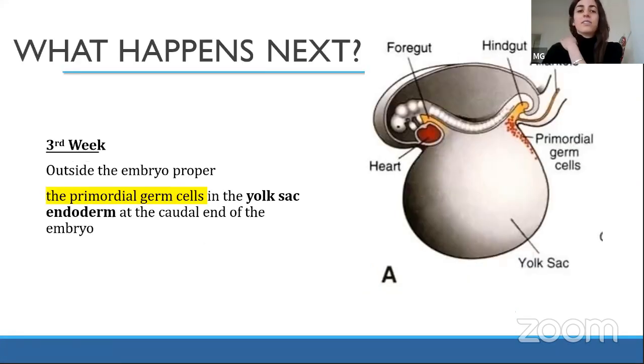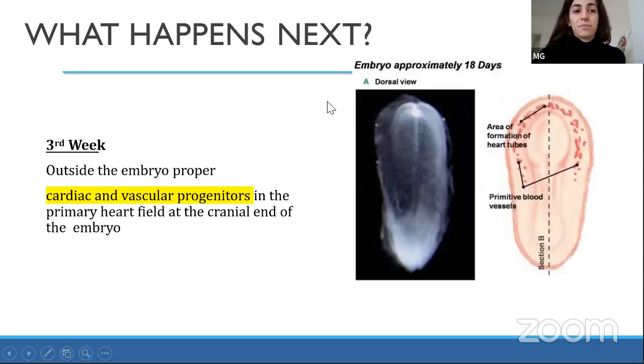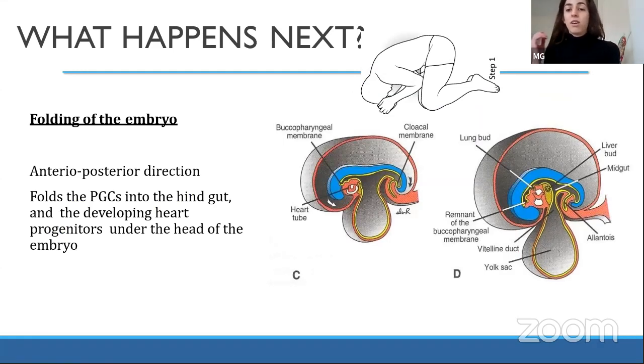Okay, so this is just wrapping up what's going to happen afterwards. There's going to be folding of the embryo, right? We have seen how the embryo is folding laterally, okay? But now it's going to start folding in the anterior posterior direction as well. This is why I put this little image of a human in the fetal position, because it's showing how it's going to fold head first and legs first as well, right? This is the cranial part and this is the caudal part, right? And it's folding onto itself, okay?